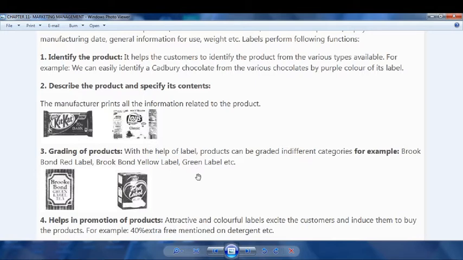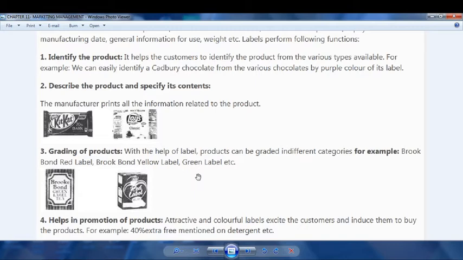Now the second function of labeling is to describe the product and specify its content. The manufacturer prints all the information related to the product on the packet. So labeling describes the product. On the packet, a description of the product is also written, and it also specifies the content of the product: what all things are there, and the ingredients used to make the product are also given on the packet. All this comes under labeling.